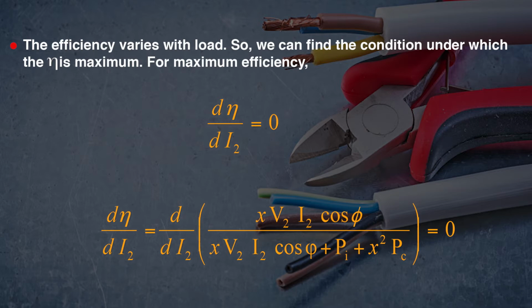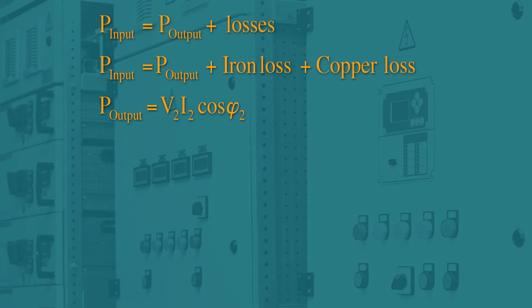So you can write d eta upon d I2 is equal to d upon d I2 of x V2 I2 cos phi upon x V2 I2 cos phi plus Pi plus x square Pc, and you have to differentiate it and then put this differentiation equal to 0. So input power can be written as output power plus losses, and input power can also be written as output power plus iron losses plus copper losses, because losses are of two types: iron losses, or constant losses, and copper losses, which are the variable losses.